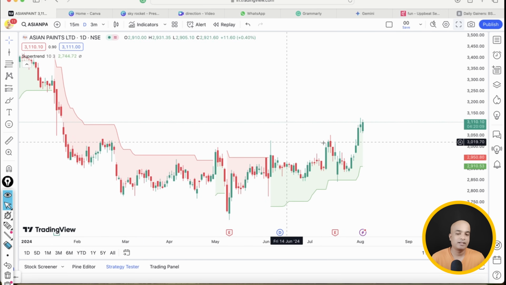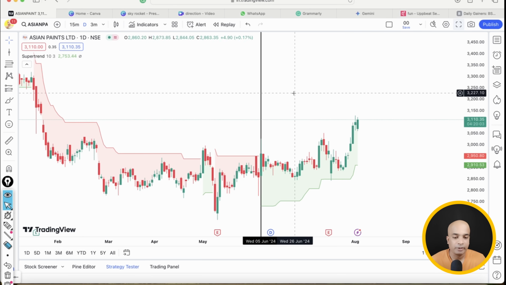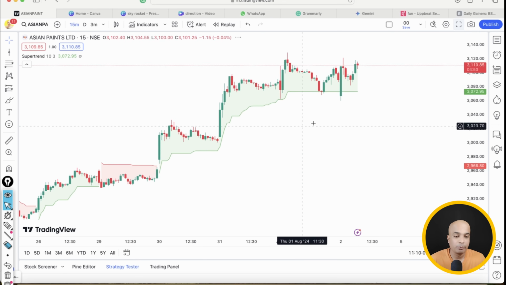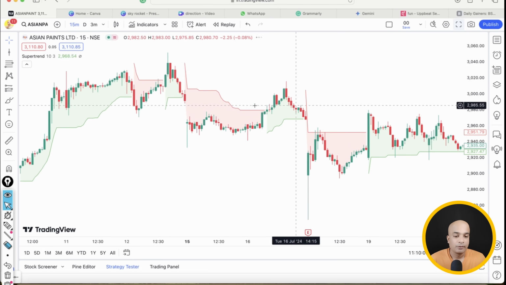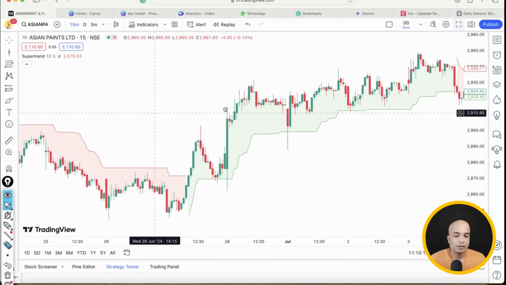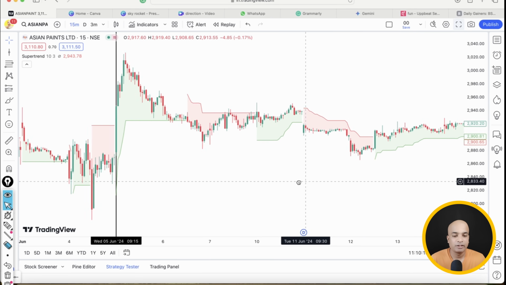See, here it is in a sideways trend, but from here it is in an uptrend actually. So I will draw a vertical line from here, okay, which means we can look for a long trade from here in a lower time frame whenever the Supertrend indicator turns from red to green. Actually, if I go to the 50-minute time frame, see, from here there was an opportunity.